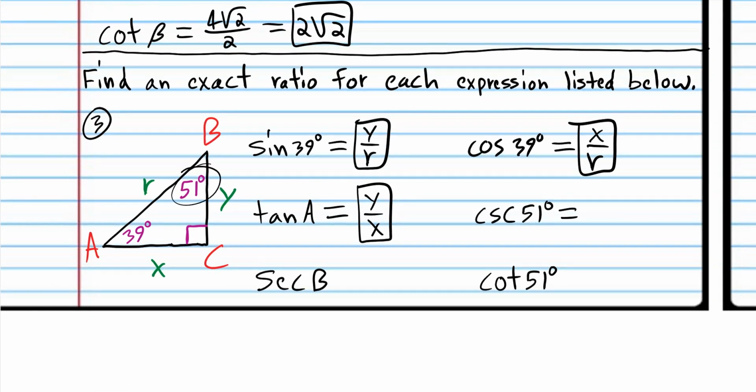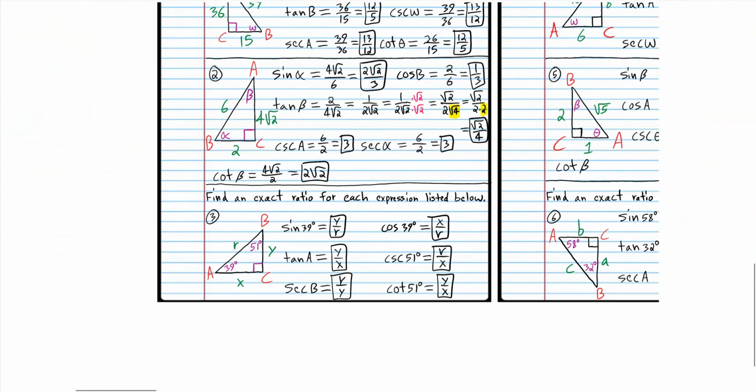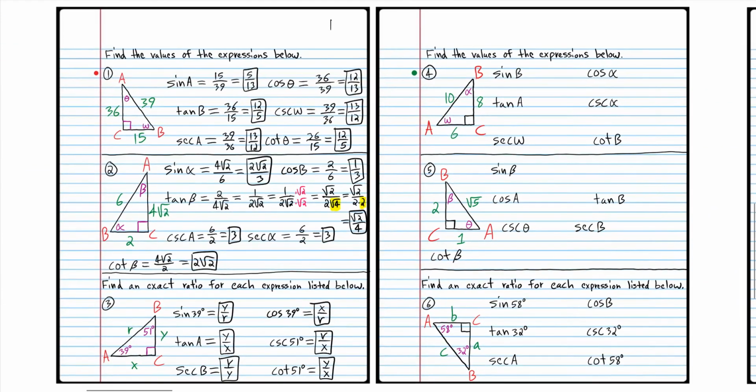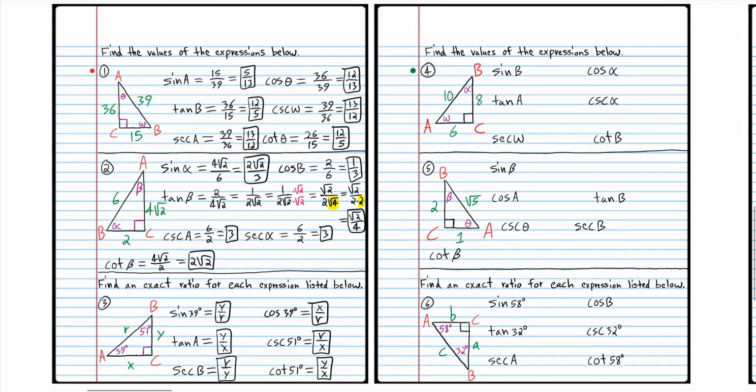And cosecant 51 degrees is the hypotenuse divided by the side opposite 51 degrees, which is x. And secant B is the hypotenuse divided by the side adjacent B, which is y. And cotangent 51, that will be the side adjacent 51 degrees divided by the side opposite. So there you go. I know that's probably a little easy for students who are coming out of my trigonometry course, but nonetheless we need to review these basic concepts. So try number 4, and when you come back we'll do it together.